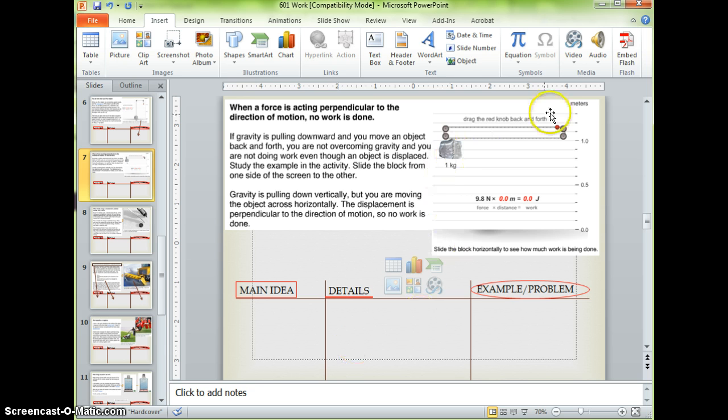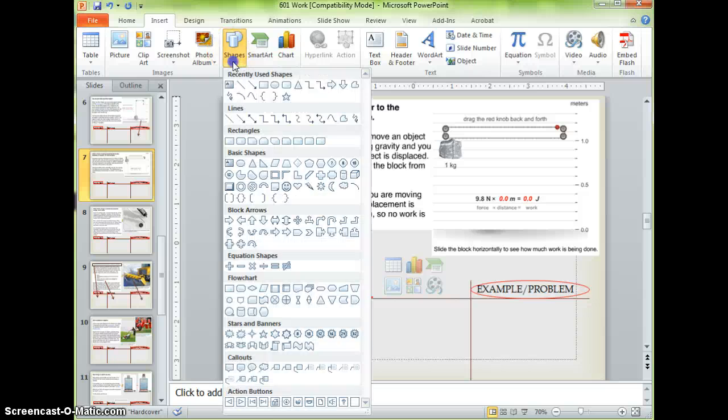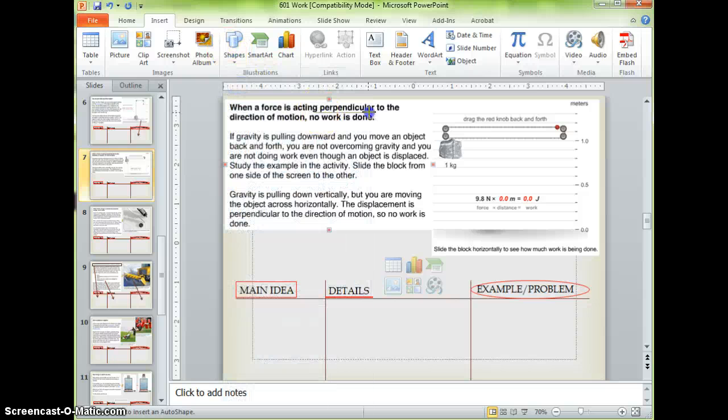That's very important. So in the lesson, you can actually grab this little red thing and you can pull it back and forth and the rock will move back and forth. And notice these numbers don't change because gravity is not doing any work, and you are not doing any work against gravity because gravity can only go up and down. If your rock goes side to side, it's perpendicular and no work is done. So just so you know, this would be maybe some details that you could write down here, right?